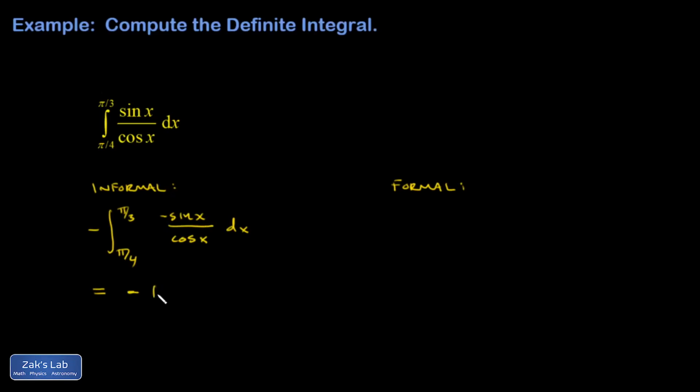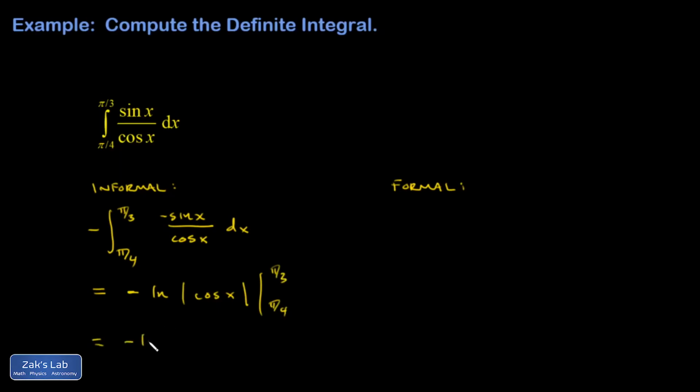So I have negative natural log absolute value cosine x. And I'm just mentally checking real quick to make sure I did it right. If I differentiate this, I would get 1 over cosine multiplied by the derivative of cosine, which is negative sine. So this is good. And then the whole thing is going to be evaluated from pi over 4 to pi over 3.